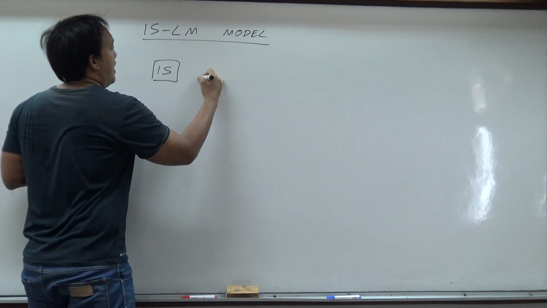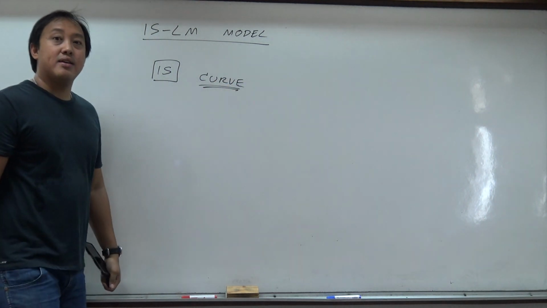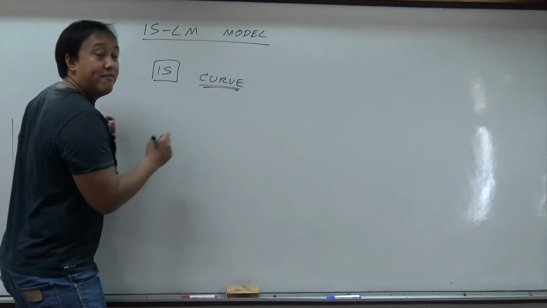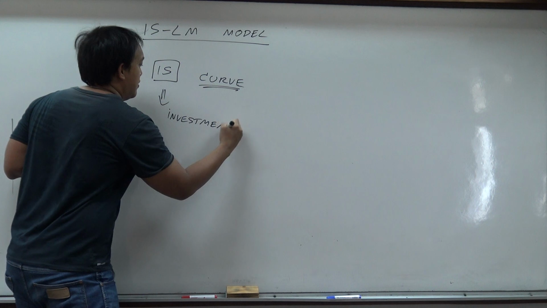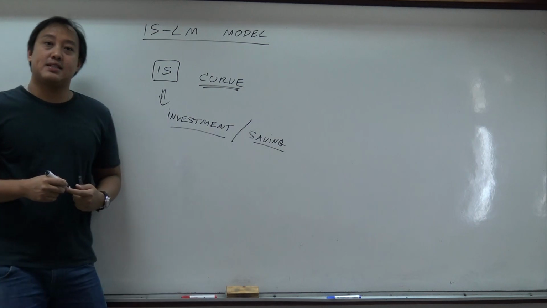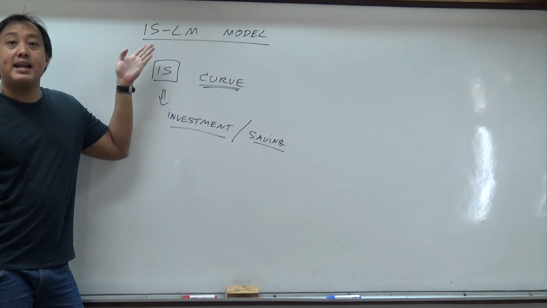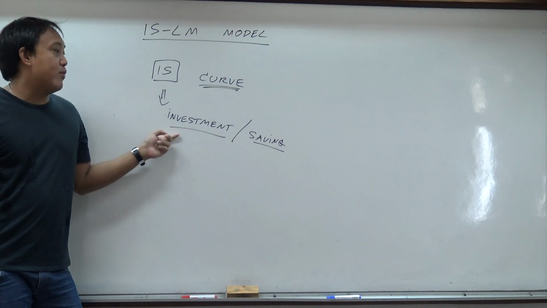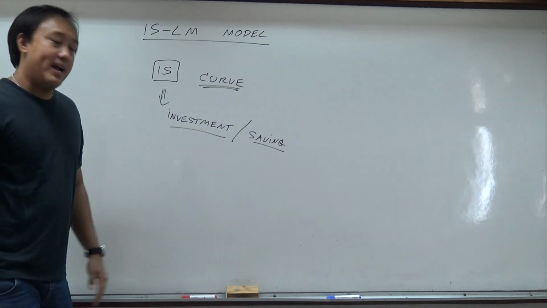Today I'm gonna introduce the IS curve. The word IS comes from investment and saving. So today we're gonna talk about the IS and LM model. First, the IS curve. The I comes from investment, and the S comes from saving. Then let's see how the IS curve comes about.